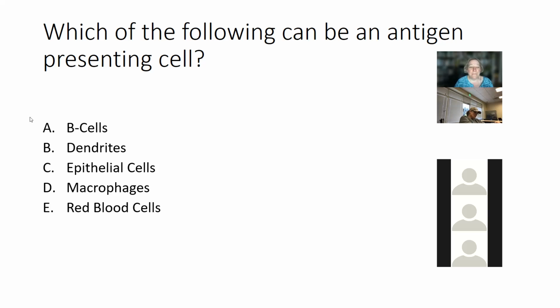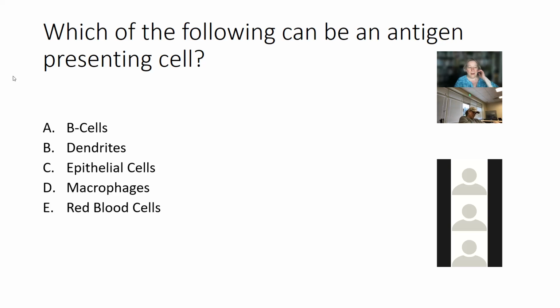Anyway, that's their job, to swallow stuff down and to display it on both MHC2 and MHC1, depending upon where it came from. Did it come from the outside? Did it come from the insides of cells that they swallowed down? Or sometimes dendrites get virally infected and they will also display that on their MHC2s.